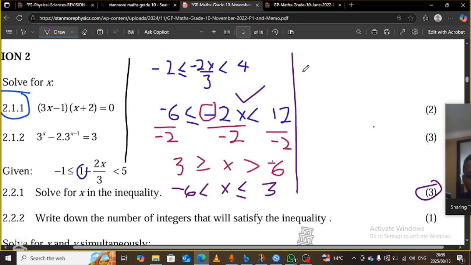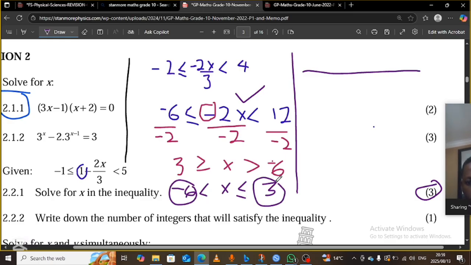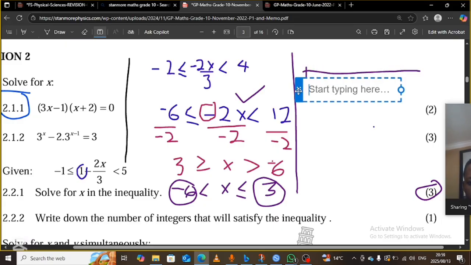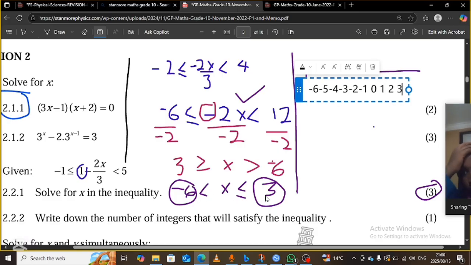Yes. So we're going to draw a number line. Remember, x is in between -6 and 3, right? We're going to put the numbers from -6 to 3 here in a row.